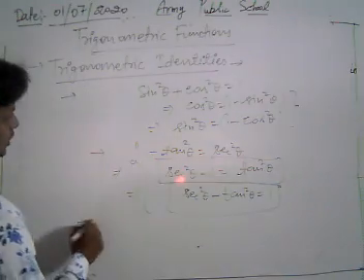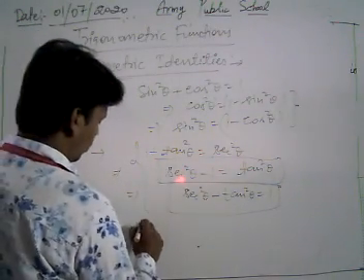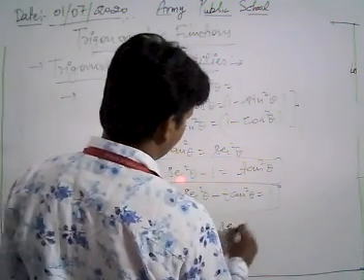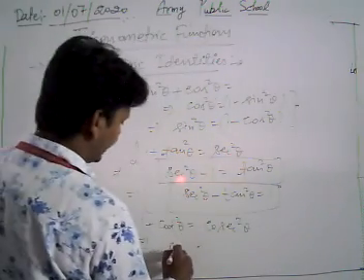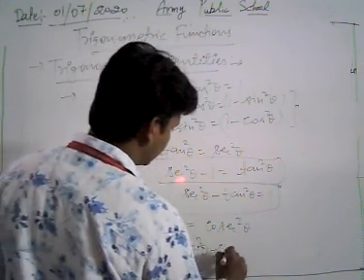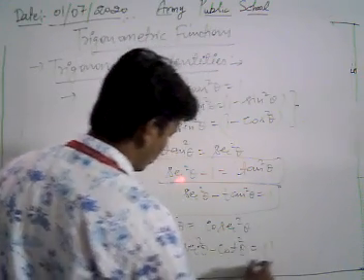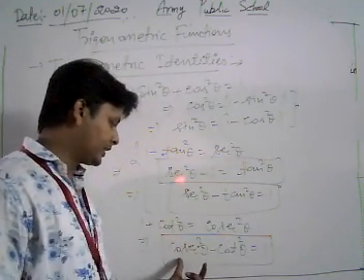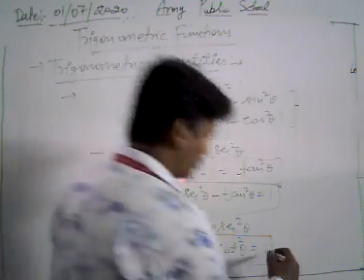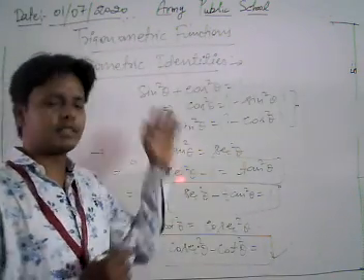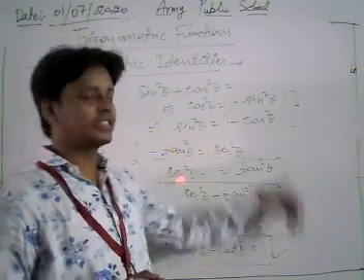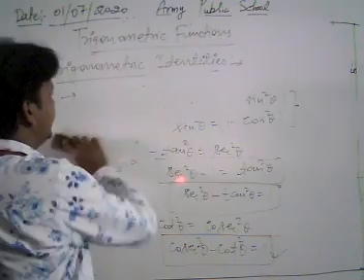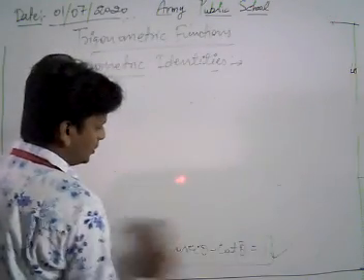Now your third identity is 1 plus cot square theta is equal to what? Cosec square theta. Now we get cosec square theta minus cot square theta is equal to 1. So these are some important trigonometric identities which were also discussed in the previous class, that is class 10. Now let's see some other trigonometric identities.